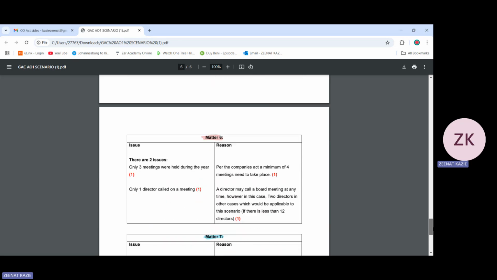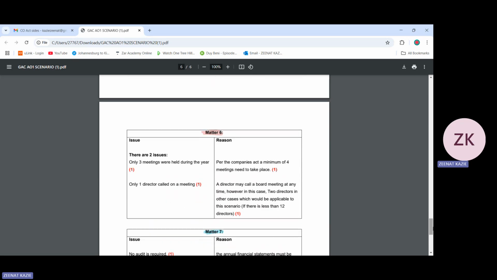Right? If we go to matter 6, it says there are 2 issues. Remember in the required, it says there could be issue or issues. Here there are 2 issues. The first one is that only 3 meetings were held. The Companies Act states that a minimum of 4 meetings need to take place per year. Then the next issue was that only 1 director called the meeting. According to the Companies Act, a director may call a board meeting at any time. However, in this case, 2 directors are required, which is applicable to the scenario because there are fewer than 12 directors.